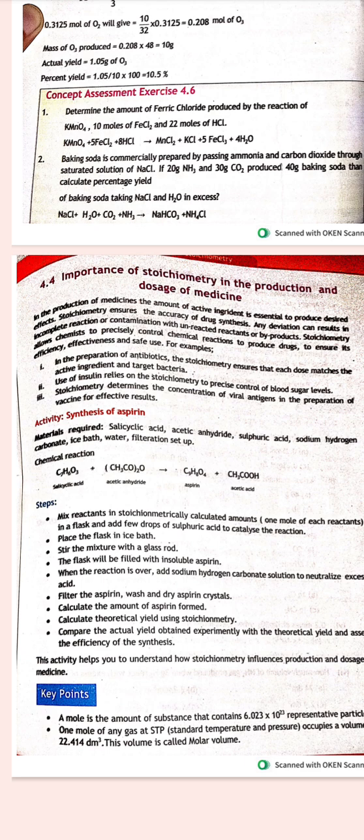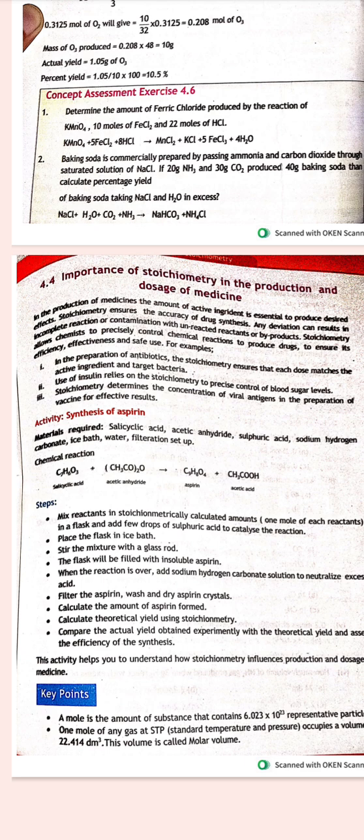The use of insulin relies on stoichiometry for precise control of blood sugar levels. So basically, stoichiometry helps the chemist to precisely control chemical reactions without any deviation. So it is used in antibiotics, in insulin, and in viral antigens in the preparation of vaccines. So there are three main uses.